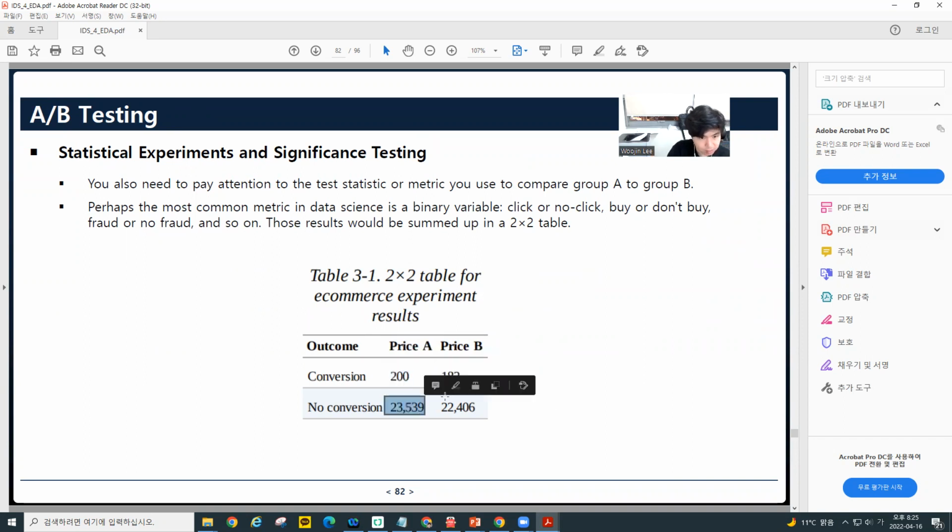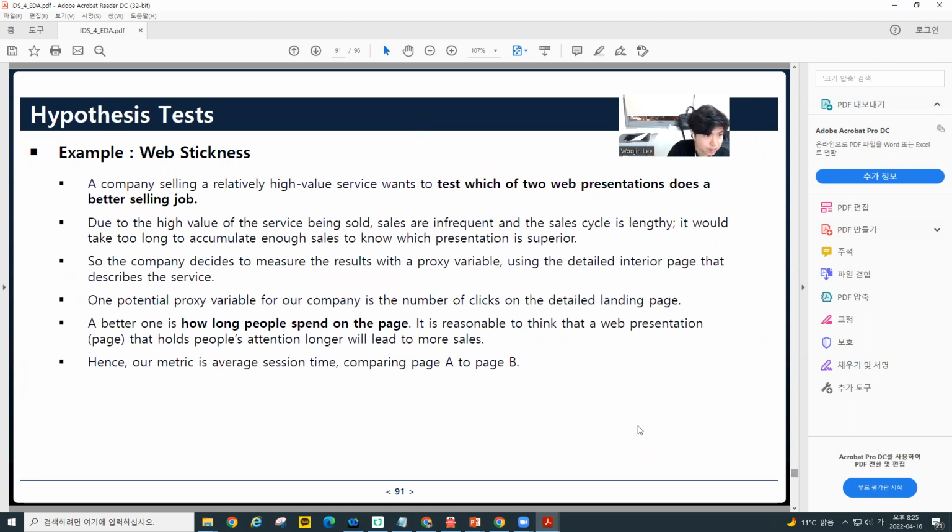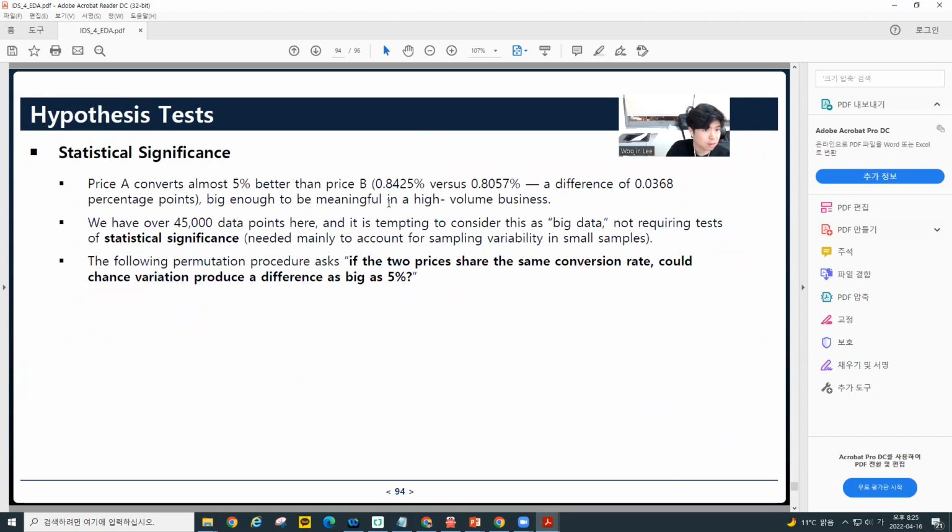나머지는 컨버전 하지 않았고, B는 182명이 컨버전 했고 22,000번 컨버전 하지 않았습니다. 그랬을 때 이 컨버전 한 비율의 차이가 얼마나 유의미한가, 정말로 얘가 얘보다 좋다고 얘기할 수 있는가를 볼 건데, 실제로 A는 0.84% 정도 사람들이 컨버전 했고 B는 0.8057%, 그러니까 둘이 0.368 정도의 차이가 나는 거예요. 경영진이 궁금한 건 이 0.368이라는 게 정말로 유의미한 숫자인가, 아니면 그냥 우연히 랜덤하게 뽑으면 이 정도 차이는 빈번히 벌어지는 건가 하는 거죠.